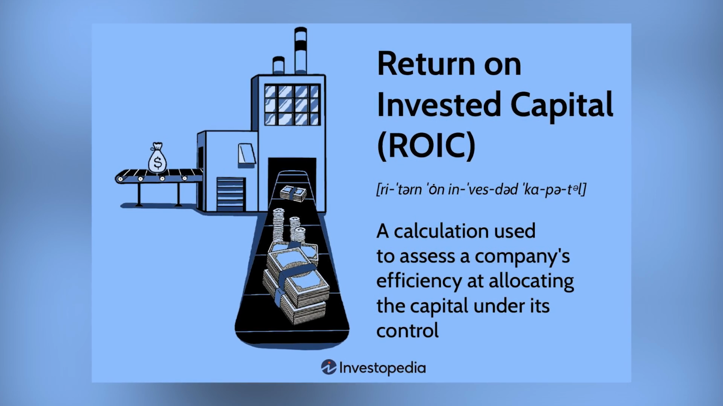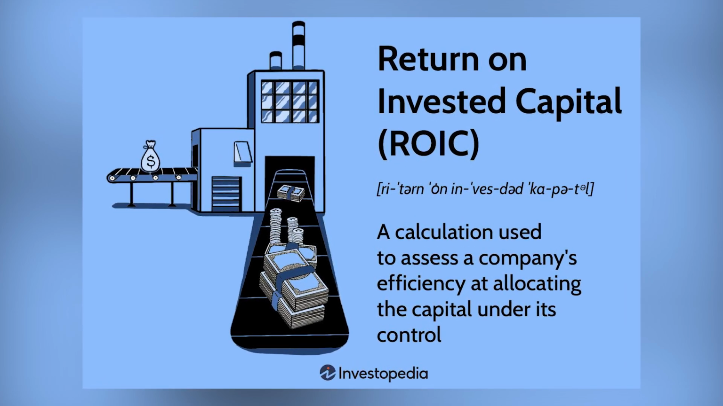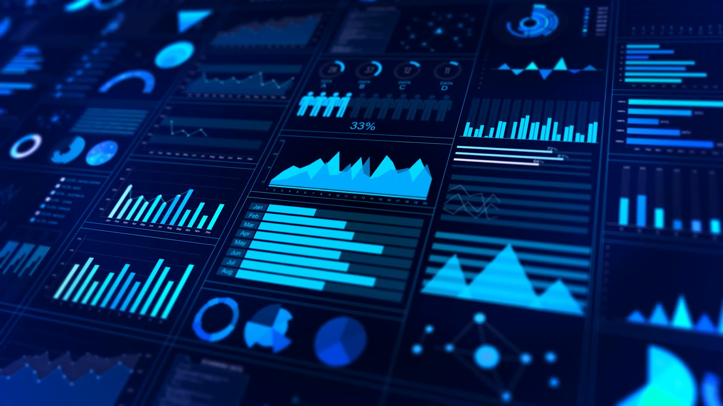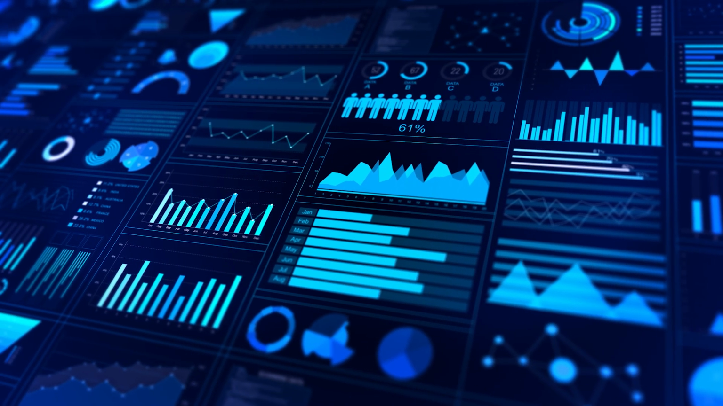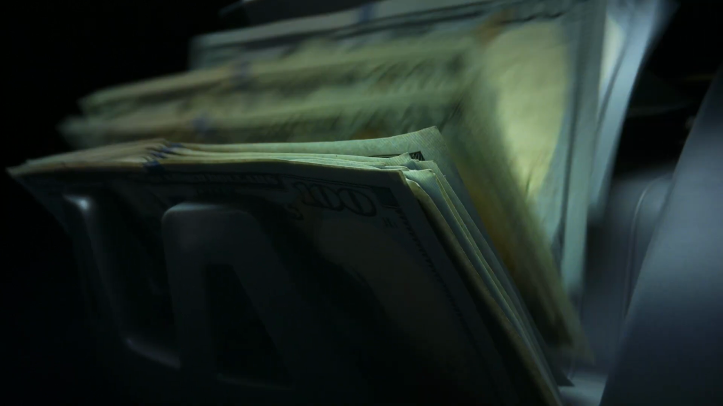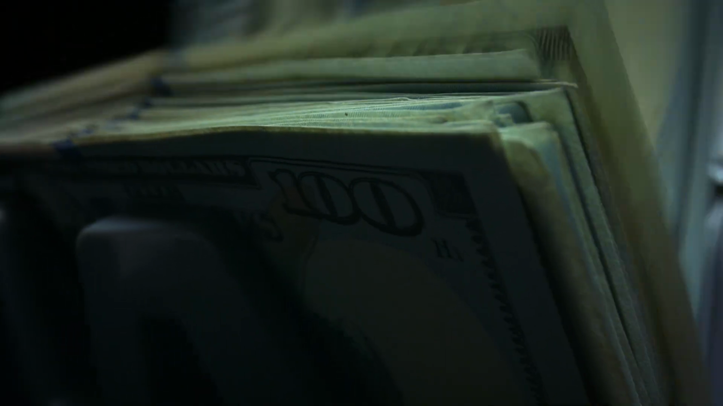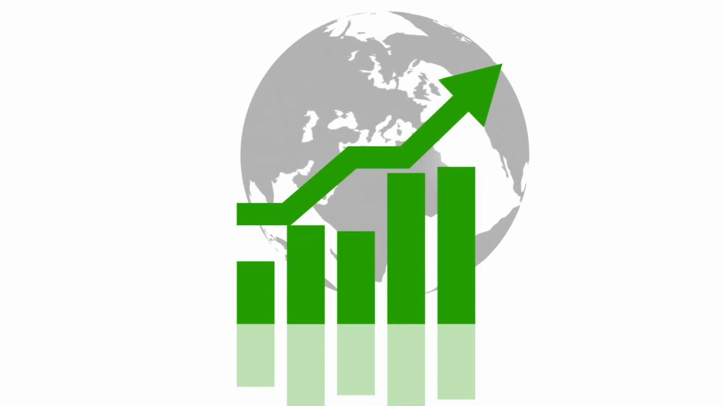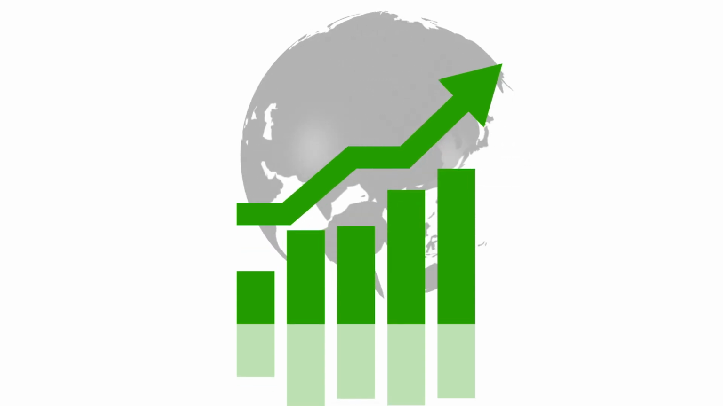Return on invested capital, or ROIC, is one of the most important financial metrics used to evaluate how efficiently a company is using its capital to generate profits. It measures the return a company makes on the money it has invested in its business operations. Essentially, ROIC shows how good a company is at turning its invested capital into profitable returns.